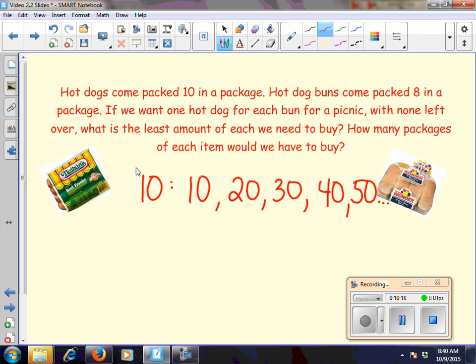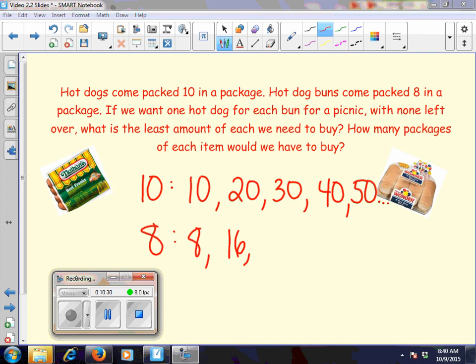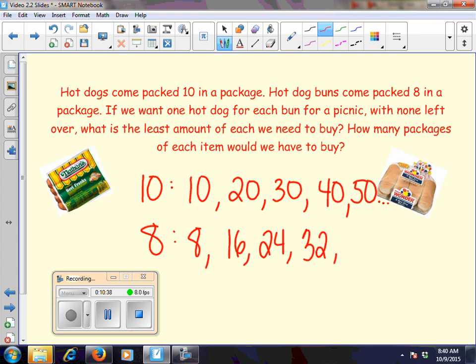So we have hot dogs that count by 10, and the buns come in sets of 8. So if I count by 8, the first package would have 8. The second package would give me 16 buns, and then the third package would be 24. Now, I'm counting by 8. 8, 16, 24. 32 is next. And then another 8 is 40. Then another 8 is 48 buns.